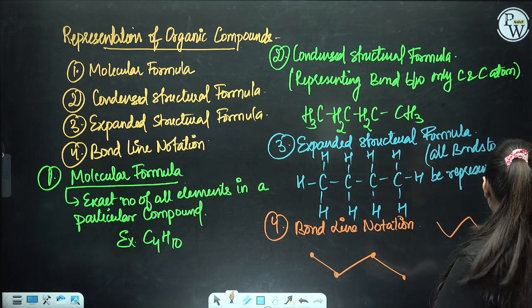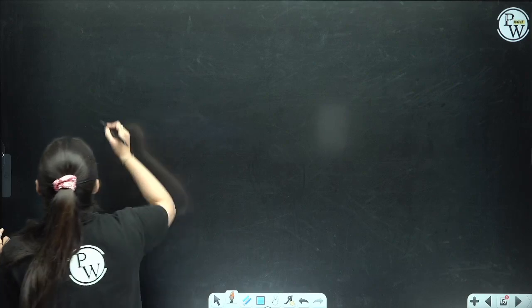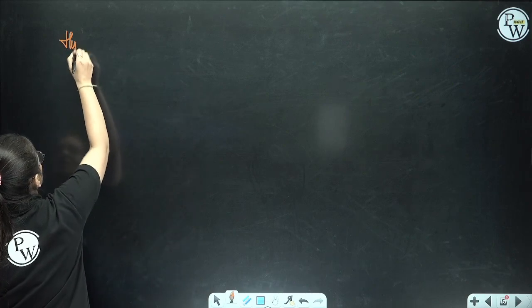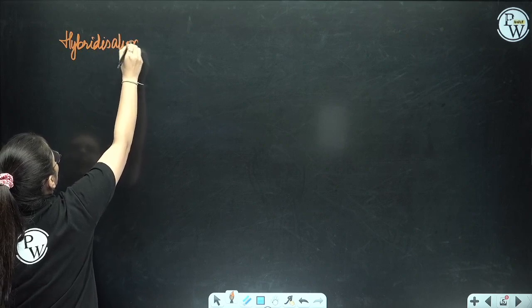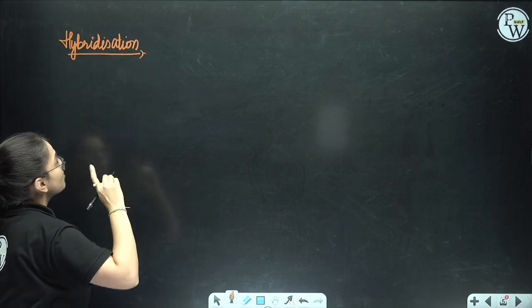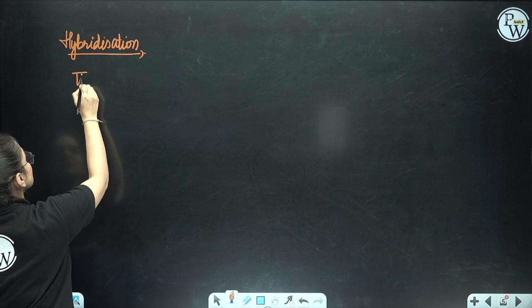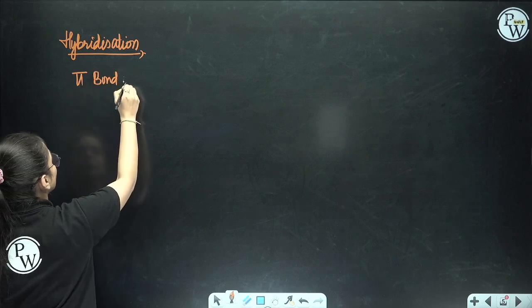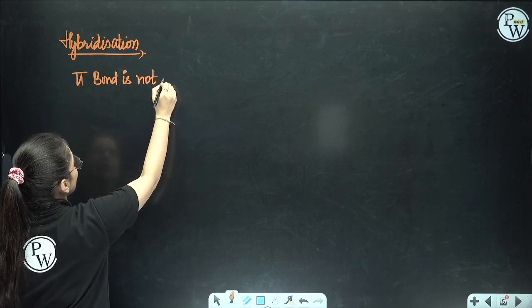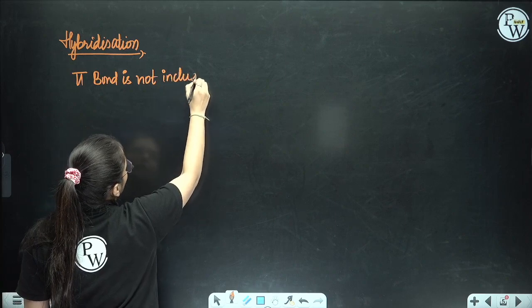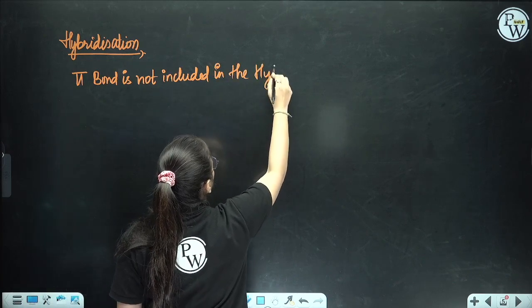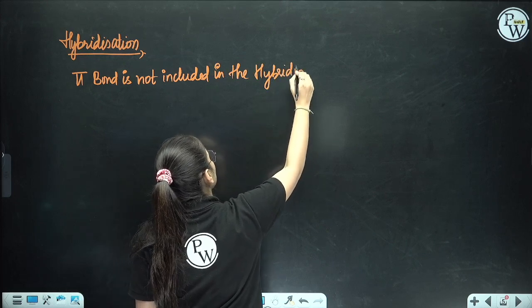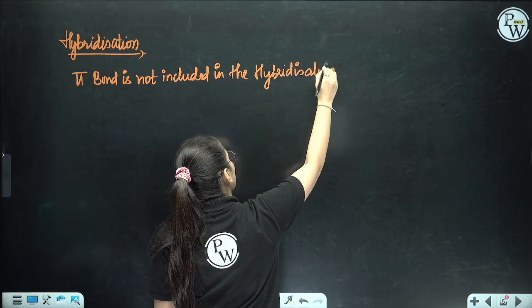Now let's start with the next part, that is hybridization, students. Let's start with the hybridization. See students, when you are calculating the hybridization of a carbon atom, do remember that the pi bond is not included in the hybridization.